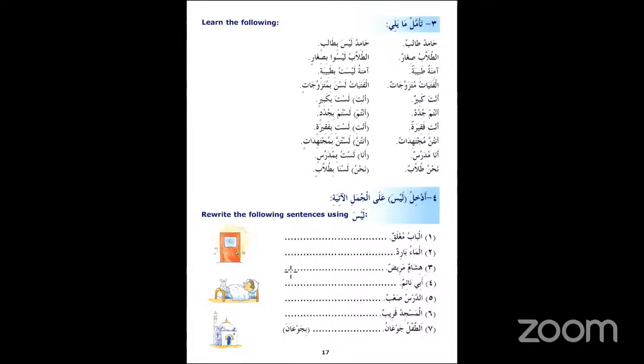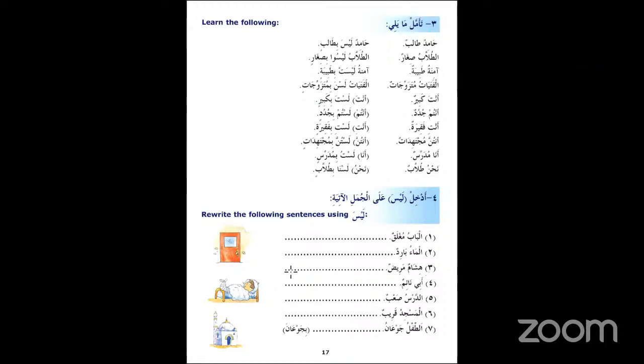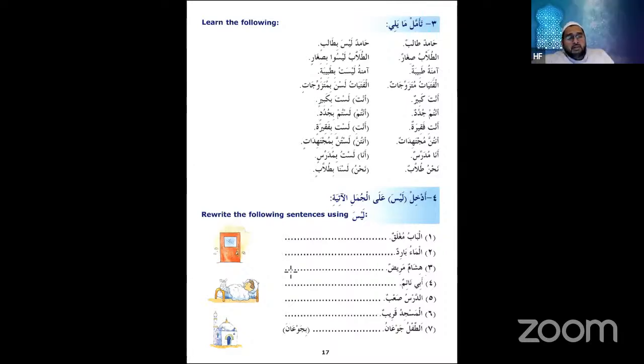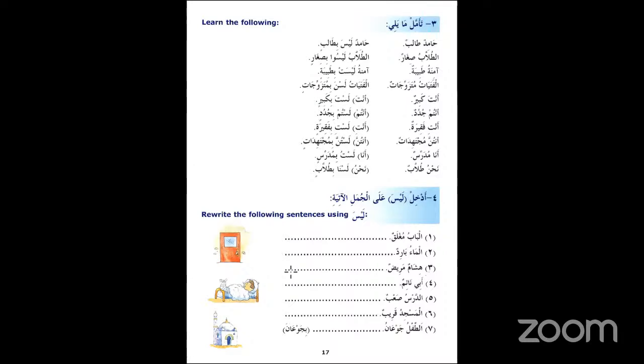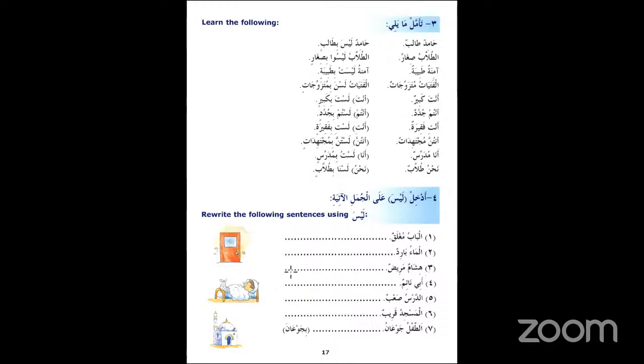Anta kabirun. Can you translate as well, please? Anta, I use small. Kabir means big. Are you big? Anta lasta bikabirin. You are not big. Antum jududun, are you new? Antum lastum bijududin. You all are not new, male.